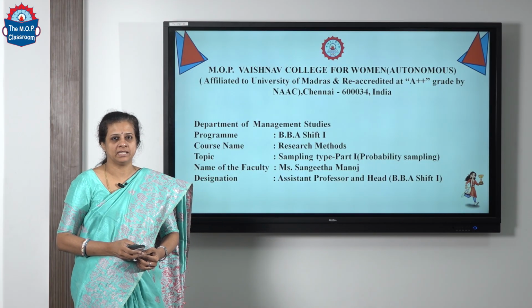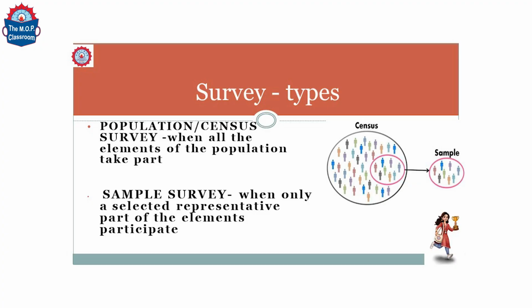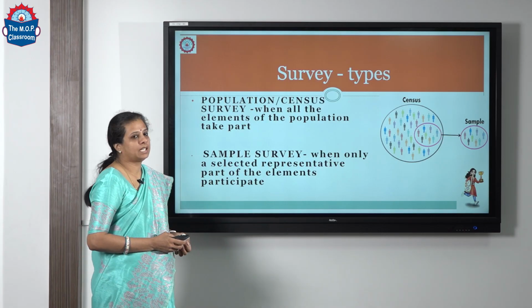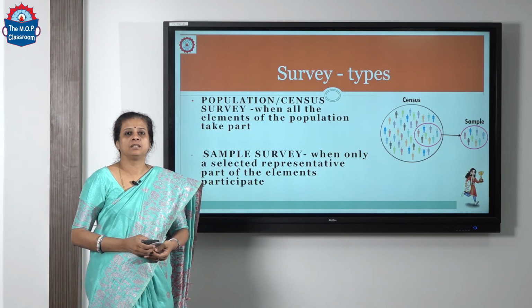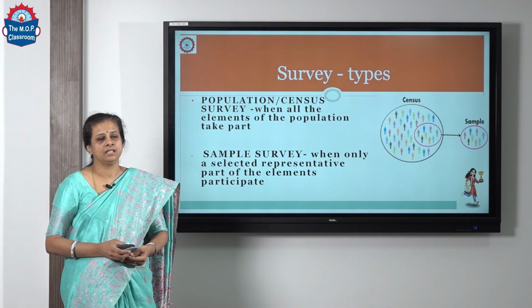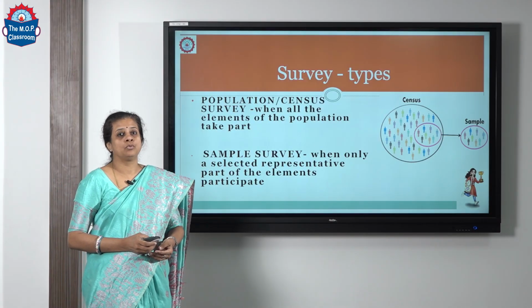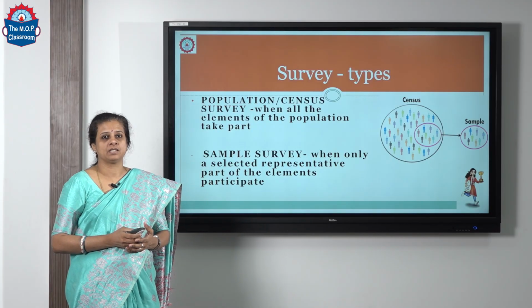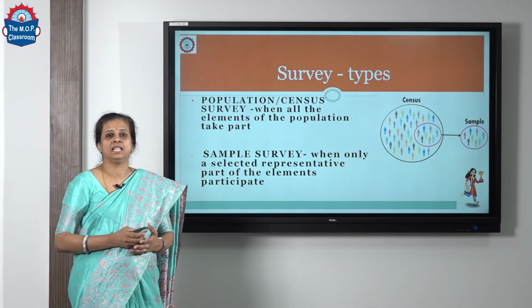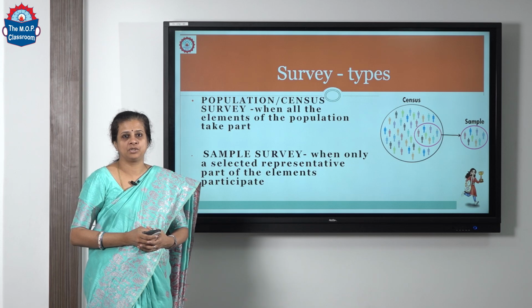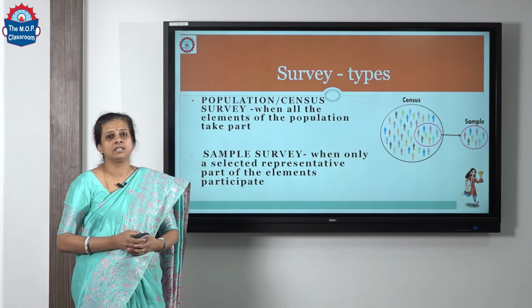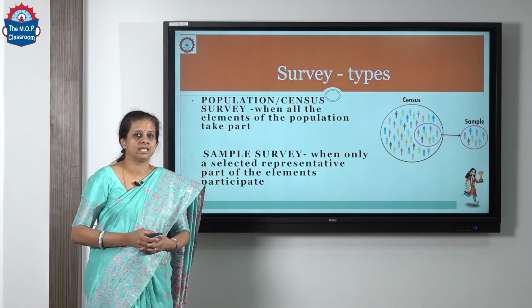Collecting data is an integral part of research, and survey is the primary method used for research. Surveys can be classified into two types: population or census survey, and sample survey. Now what is this population survey? When we collect data from the entire group of individuals, items or objects which the researcher wants to study, it is called the population or census survey.